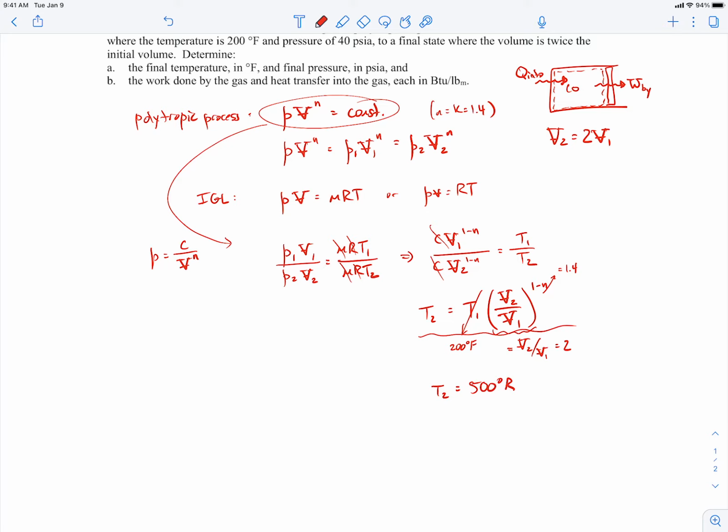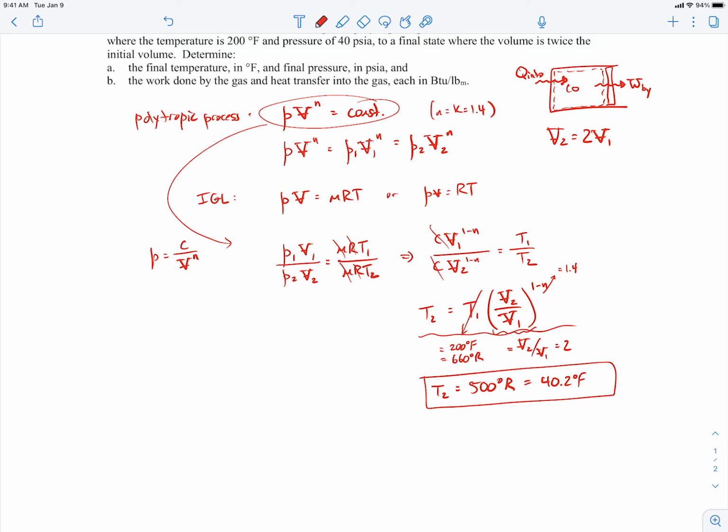By the way, when you do this calculation, you should not use 200 degrees Fahrenheit, but you should convert that over to degrees Rankine. That'll come out to be about 660 degrees Rankine. The reason you want to do that is because you're taking a ratio here. Whenever you're taking a ratio, you need to use absolute values. So you need to use the absolute temperature, not degrees Fahrenheit, but degrees Rankine. So that comes out to be 500 degrees Rankine, and of course you can convert that over to degrees Fahrenheit. That comes out to be 40.2 degrees Fahrenheit.